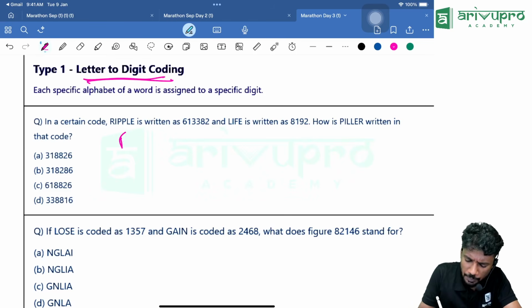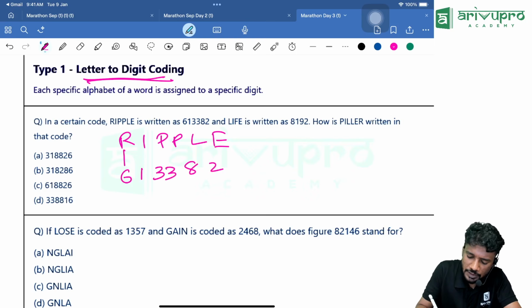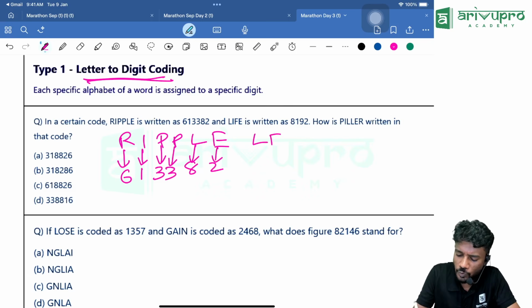First one, Ripple. R-I-P-P-L-E. Ripple is written as what? 613382. That means R means 6, I means 1, P means 3, then L means 8 and E means 2. Then life is coded as what? Life is coded as 8, 1, 9, 2.